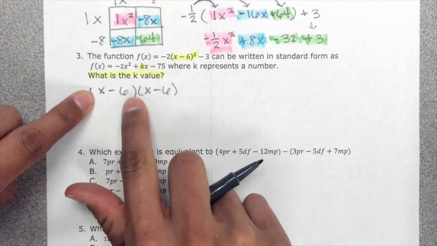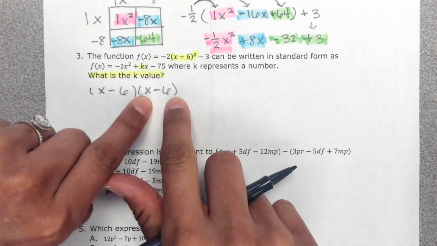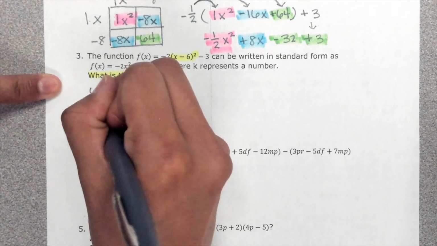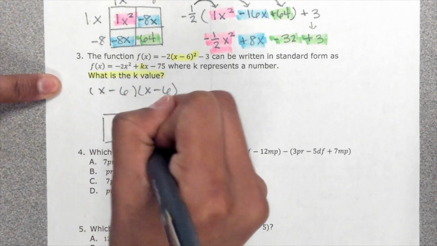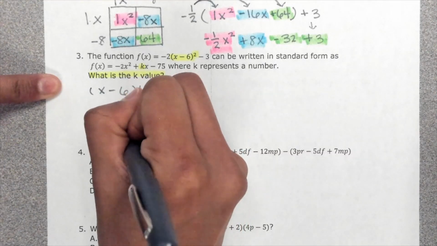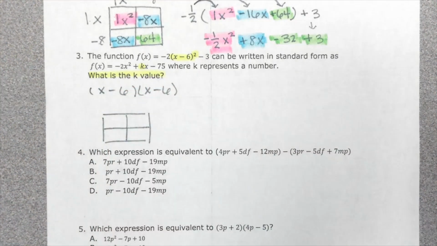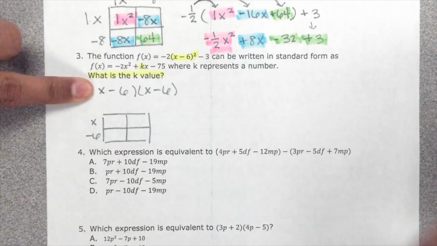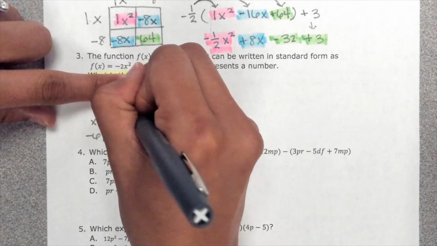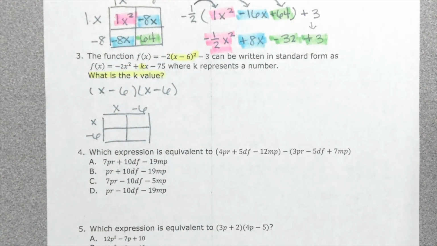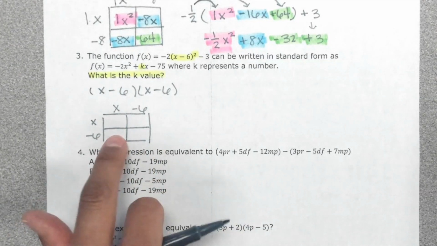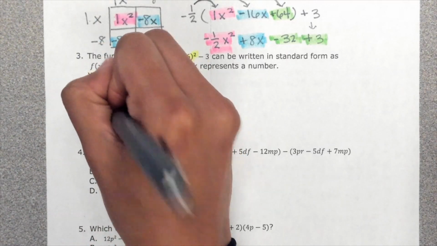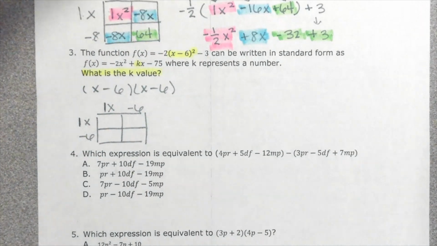So we have a binomial times a binomial. These are in your notes. When we have a binomial times a binomial, we're going to make a 2 by 2 box. So 2 spaces on the top, 2 spaces on the left. And we're going to place x minus 6 on the side and x minus 6 on the top. Okay, now that we have this set up, we're going to multiply, and remember x is the same thing as 1x, so we're going to add our 1s here to help us multiply.